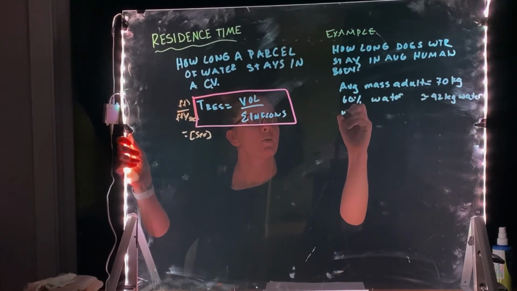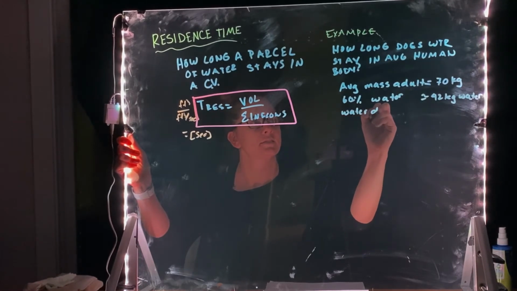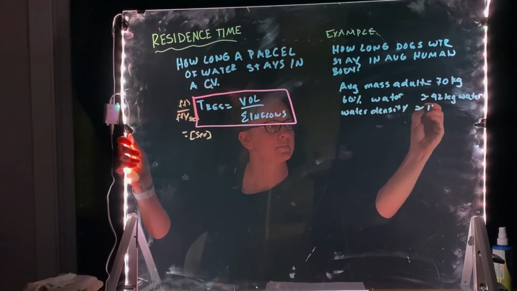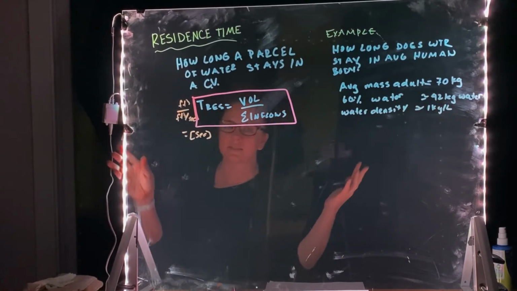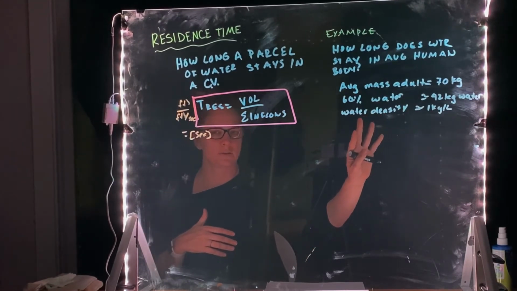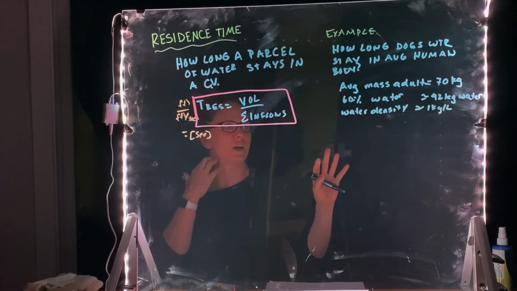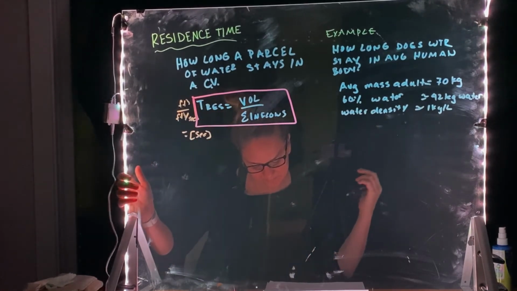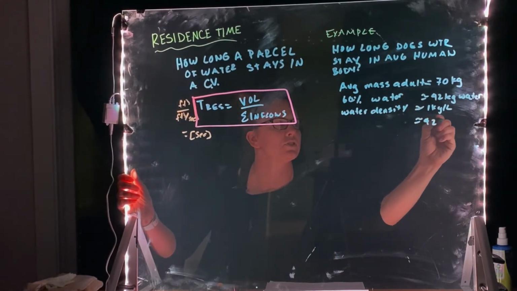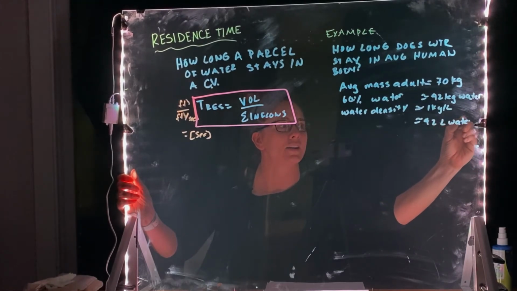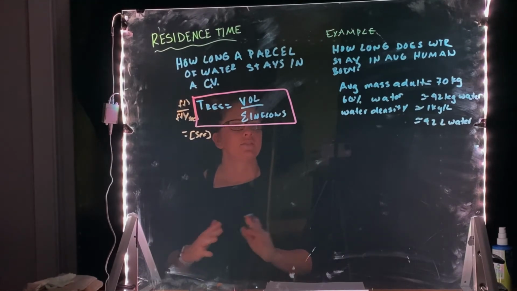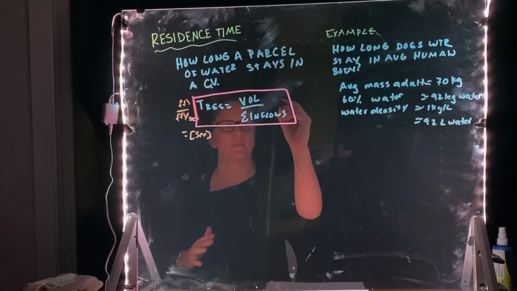And we know water density is approximately 1 kilogram per liter. I've mentioned this previously, it does change slightly with temperature, but it's not going to be enough to change our approximation here for how long water stays in the average human body. So this means that we have approximately 42 liters of water at any given time in the average adult human body. Okay, so we have our volume.